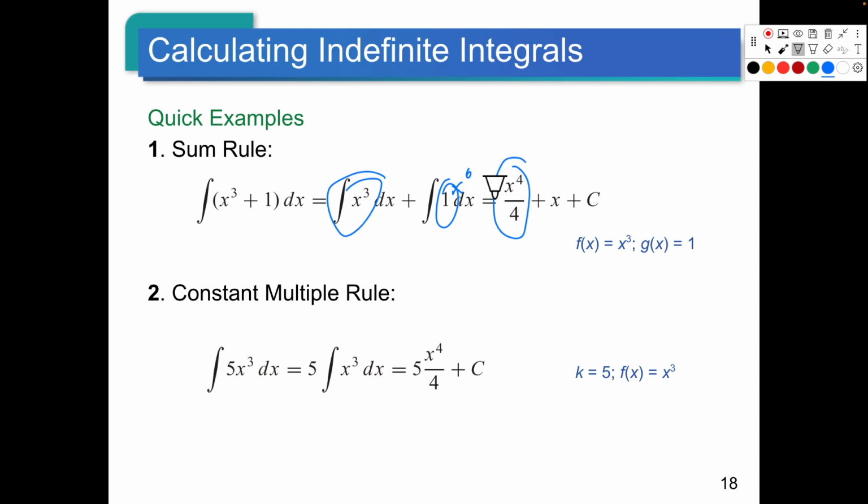Same thing down here. And this is the multiplier. So we did another example. Bring the 5 outside, do your integration, then multiply, however you want to do it. So constant multipliers, they're just that.